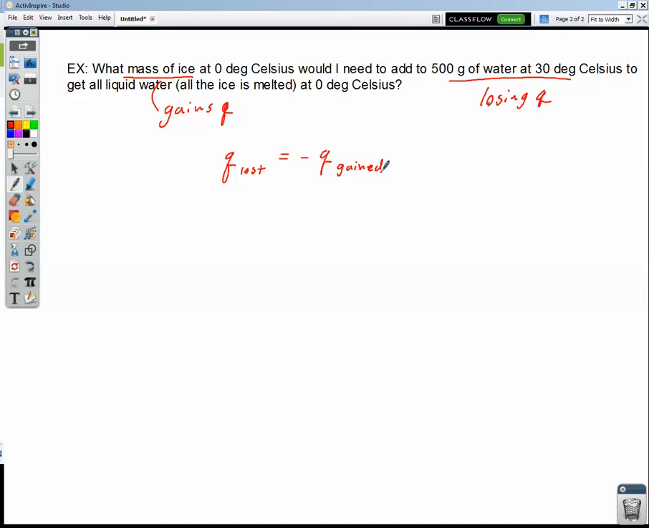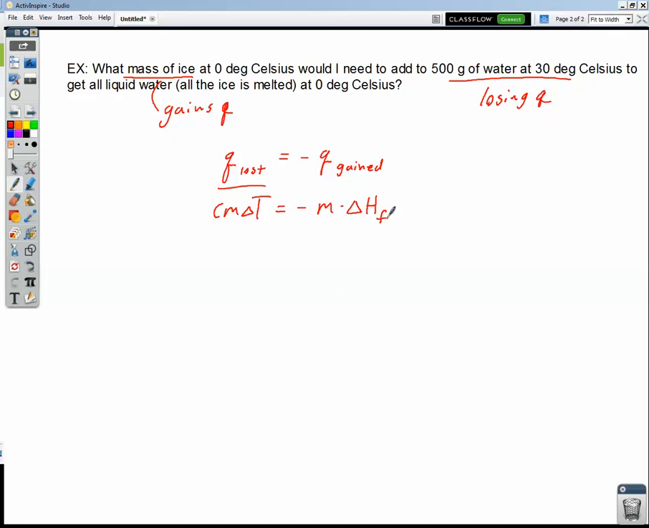Here, this is different from the last problem, though, because we used the Cm delta T equation on both sides. But on the one side, for the ice, it's actually a phase change that's occurring. It's not a temperature change. So the water on the left-hand side is actually changing temperature, so we do have the Cm delta T equation for the Q on that side. But on the other side, we're going to have the phase change equation, which is going to be m times delta H. And specifically, this is the heat of fusion because we're talking about melting.